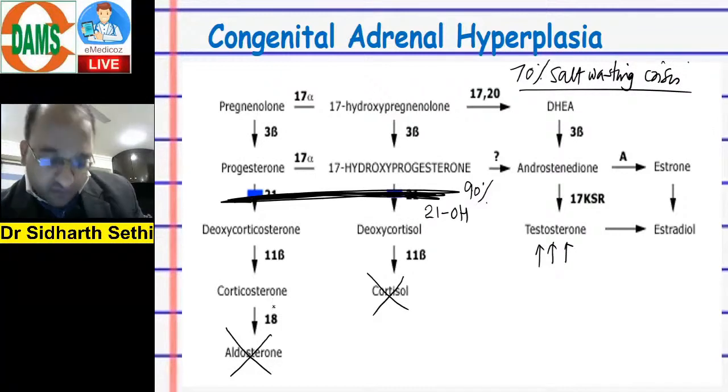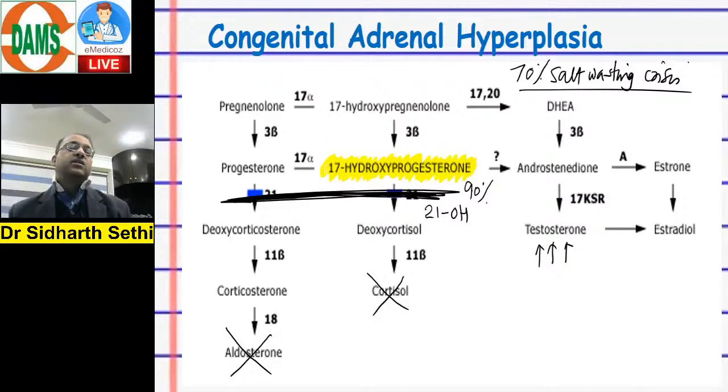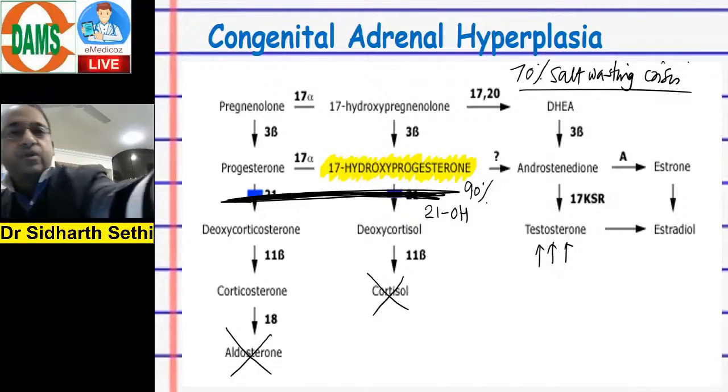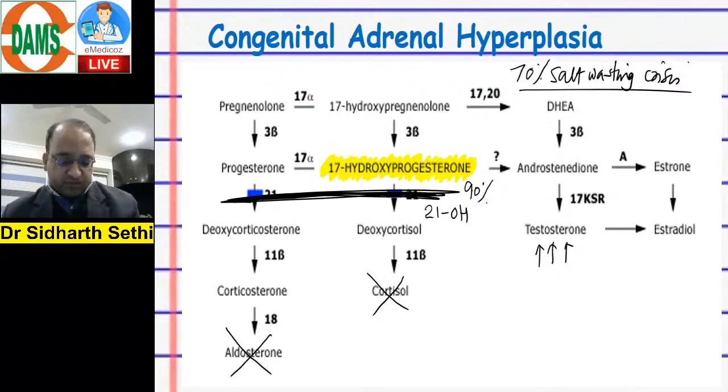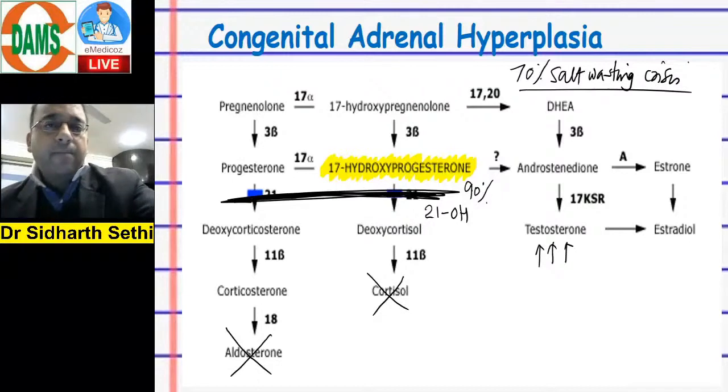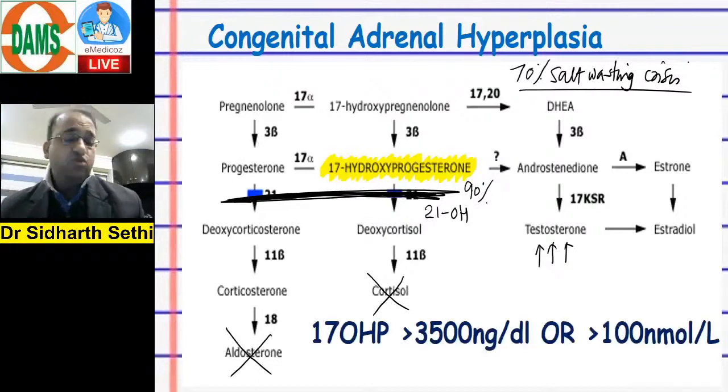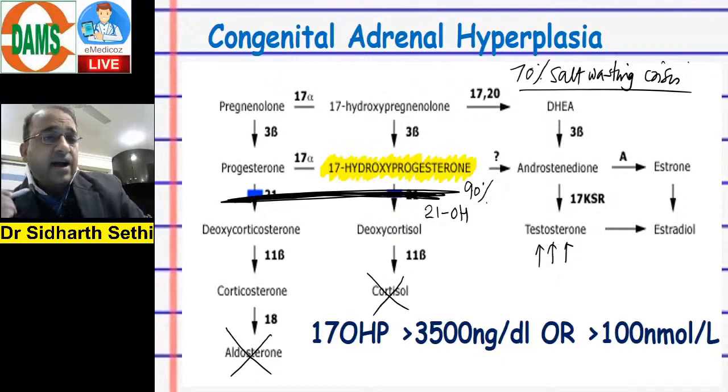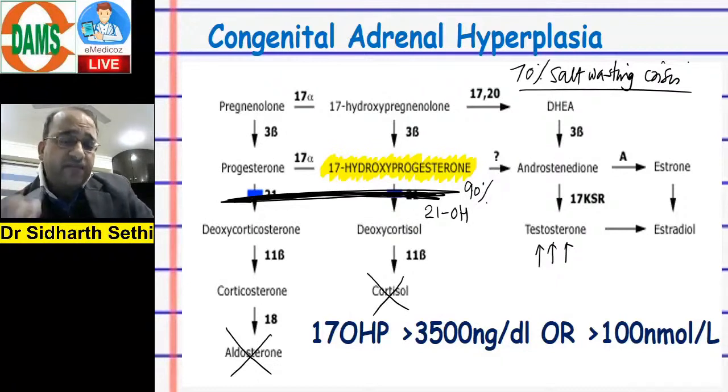So what accumulates, all of you, on your screen? Can you see this? 17 hydroxyprogesterone. So what is the marker for CAH in all the babies? 17 hydroxyprogesterone. So we do it by 17 hydroxyprogesterone. Remember, in babies who have CAH, 17 hydroxyprogesterone is very high.